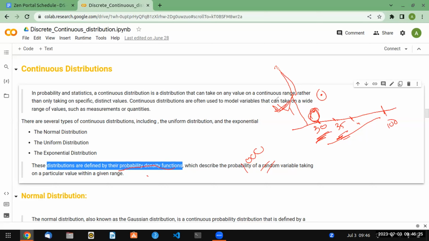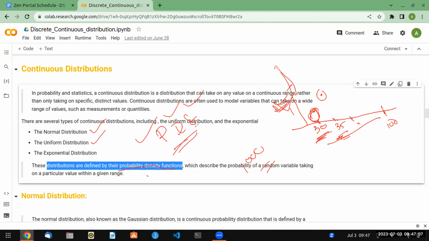When we saw PDF in the discrete distribution, do you recollect what that means? That means we are not plotting the frequency here. Rather than frequency, we are calculating the probability. What is the probability that this many people will fall under 30 kg? This many people will fall under 35 kg. So not frequency, but probability. That's why it is called PDF, probability density function. And this PDF will be different for different distributions. For normal distribution, this PDF will be different. For uniform distribution, the PDF will be different.